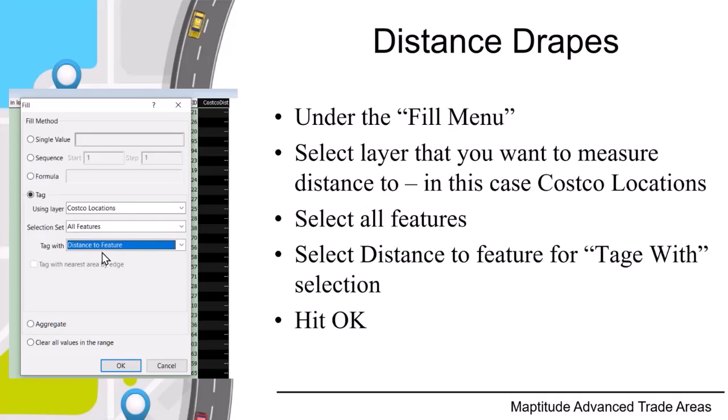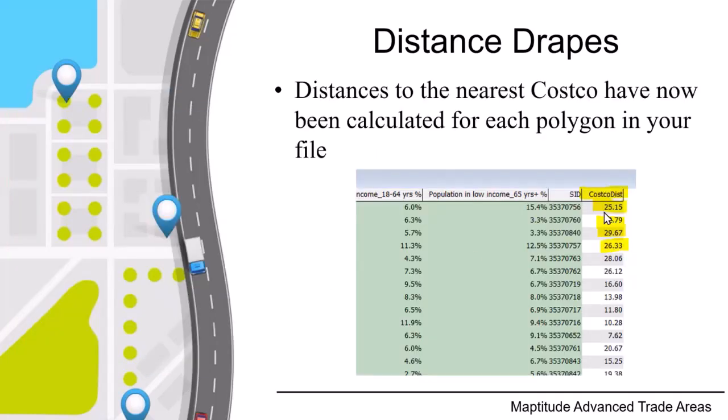Which Costco location does it select? It selects the nearest Costco location. So it gives me the distance to the nearest Costco location. Again, I'm in Canada, so mine is in kilometers, but that's all you have to do. Hit OK, and it populates it.